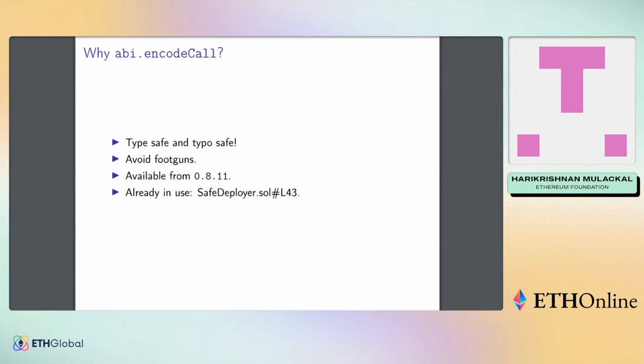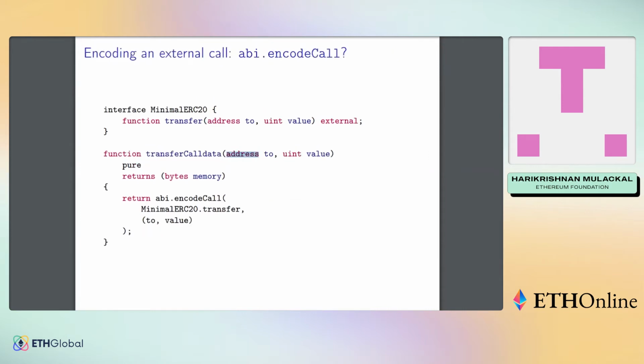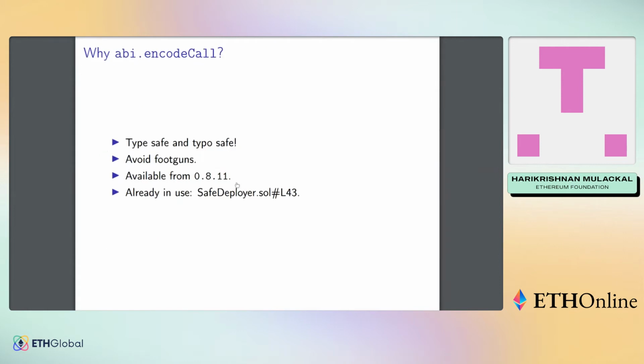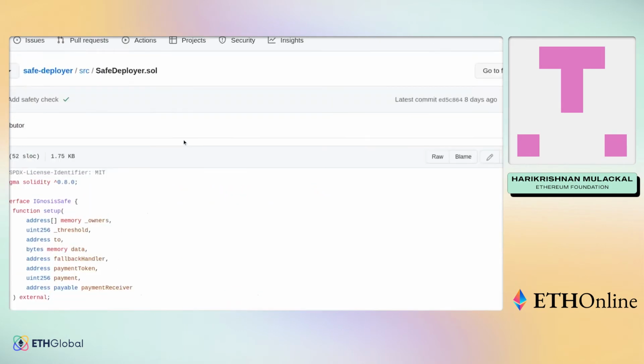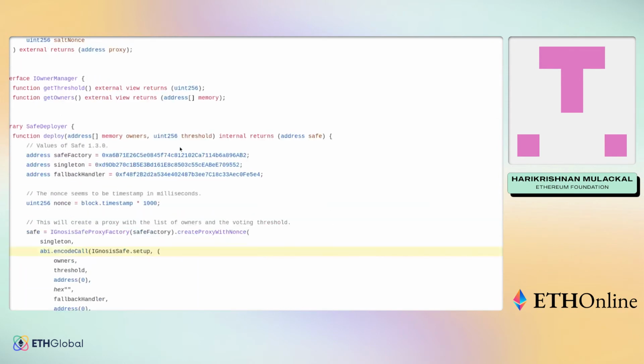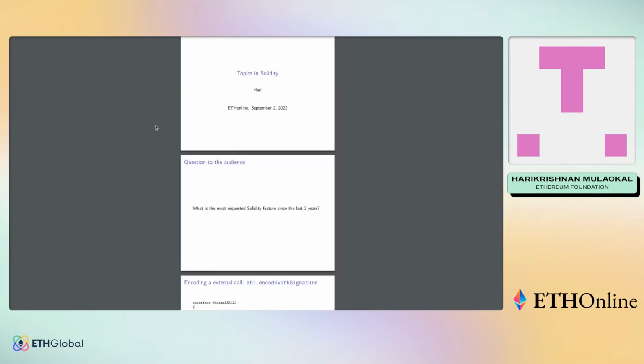So as I said before, it's type safe and typo safe. You can avoid a lot of foot guns. It's available since 0.8.11. And in retrospect, for these 2 features, we have to even think if we should put them in the language anymore. We should probably deprecate them at this point. And it's already in use currently. Here you can see Alex's contract, which is doing a deploy. You can also save Gnosis Safe on chain, and he's already using abi.encodeCall. And you can use it too. Okay, let me go back.